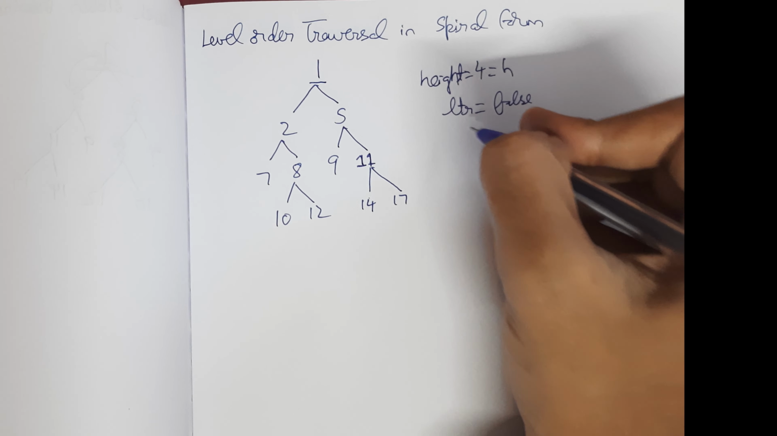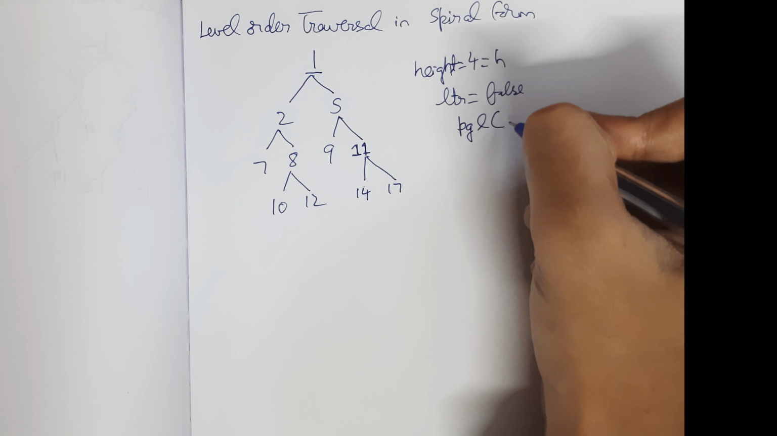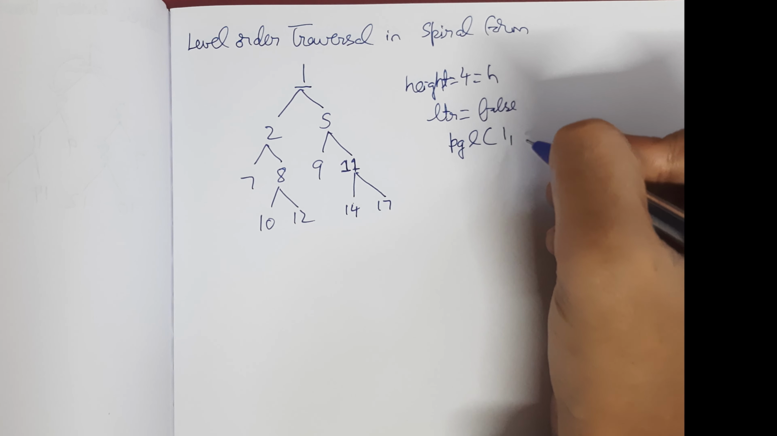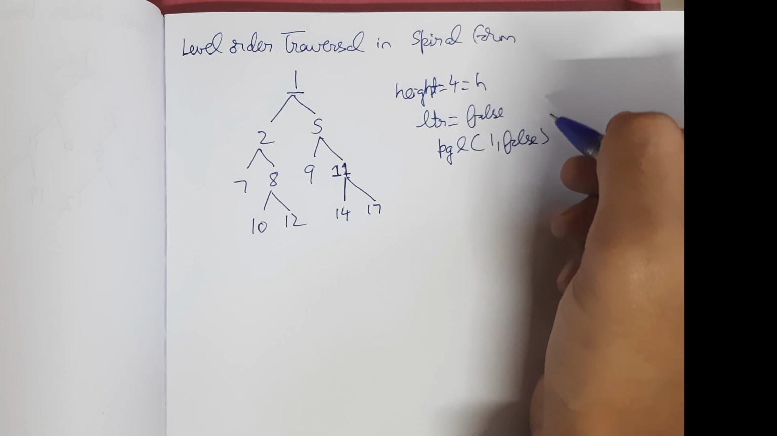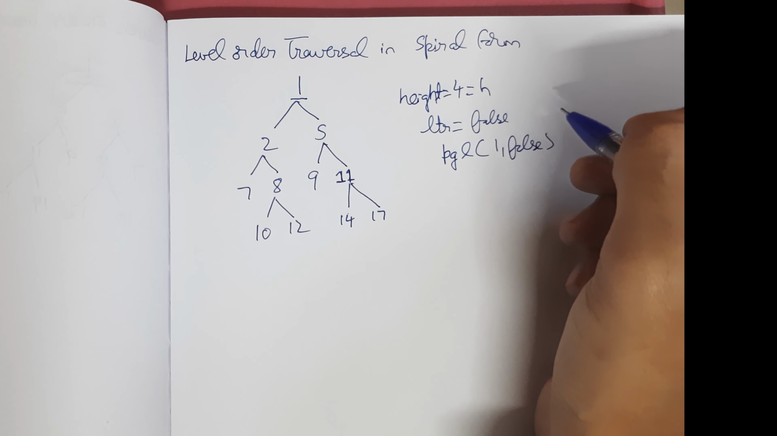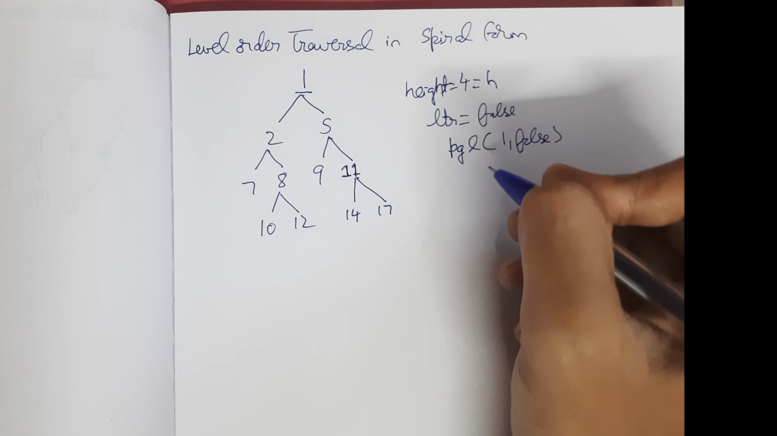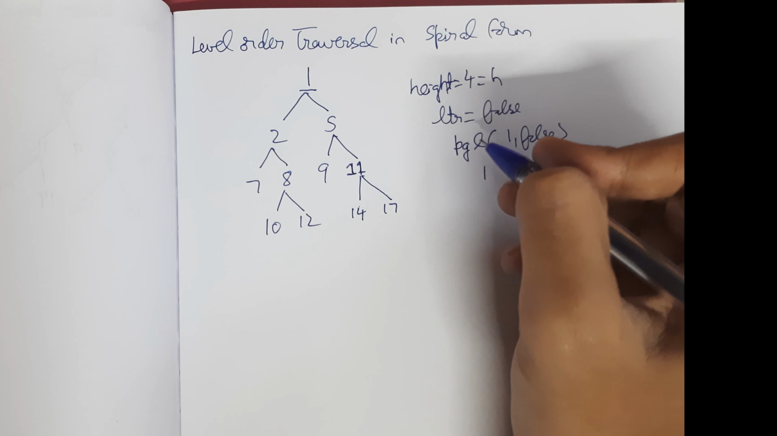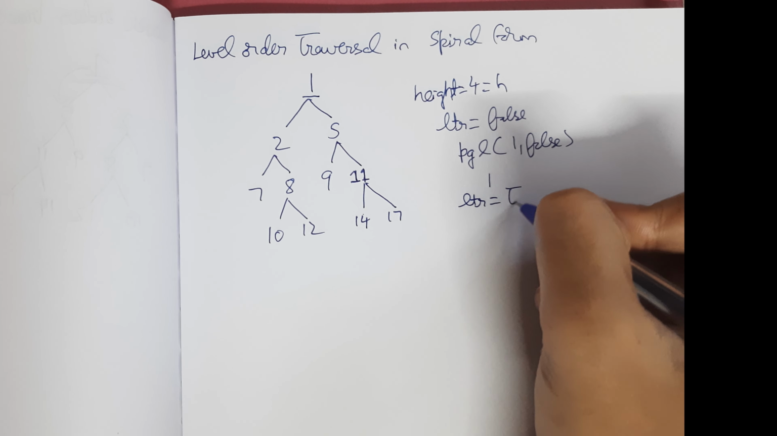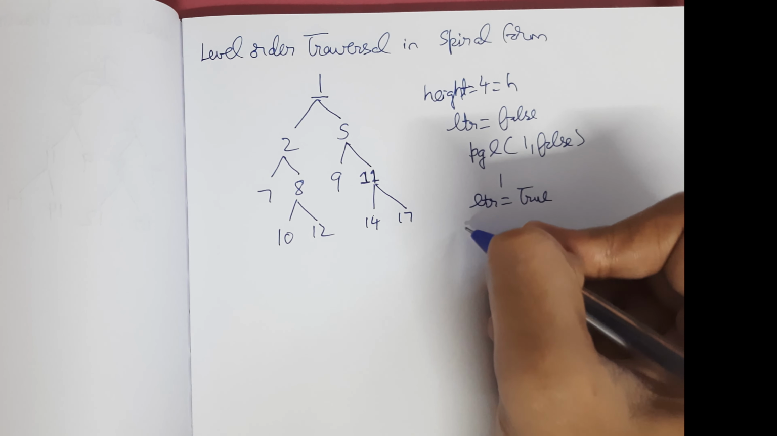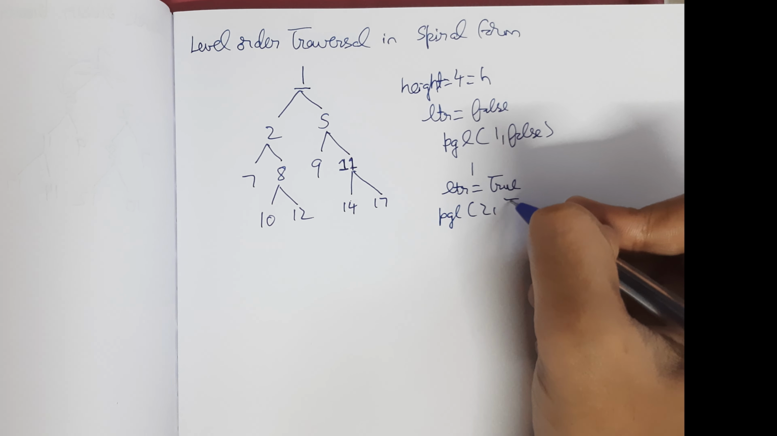So the print given level, which will be mentioned as PGL, will be given the value 1 comma false. So when we go over to the print given level function, we have level equal to 1, and that condition is satisfied. So the first value that's going to be printed is 1. Now we again go back to the for loop. At this point of time, the LTR value becomes true. After the LTR value becomes true, PGL is again called as PGL of 2 comma true.